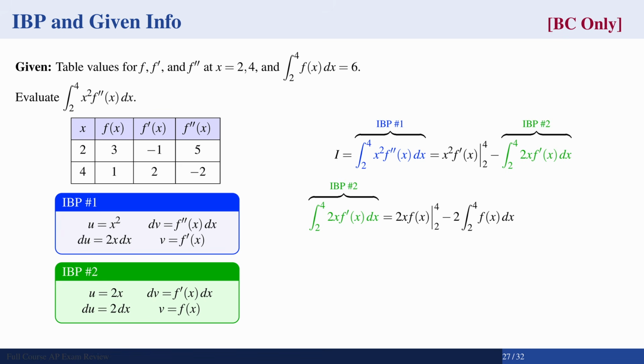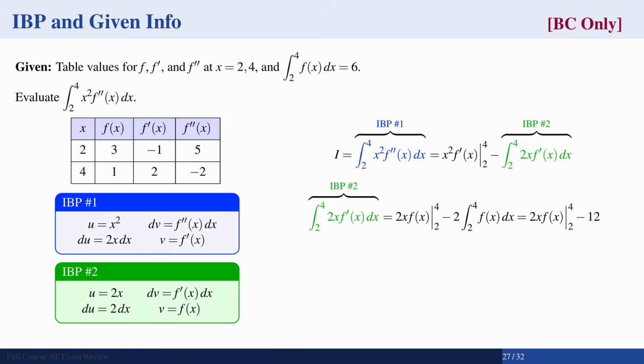So v du is f of x times 2 dx, and you can factor out the 2, so you get 2 integral from 2 to 4 of f of x dx. We were given the integral from 2 to 4 of f of x dx. That's 6. So that's negative 2 times 6. So at this stage, we now have 2x f of x from 2 to 4, and then minus 12.